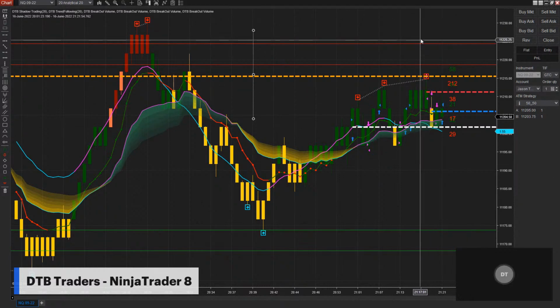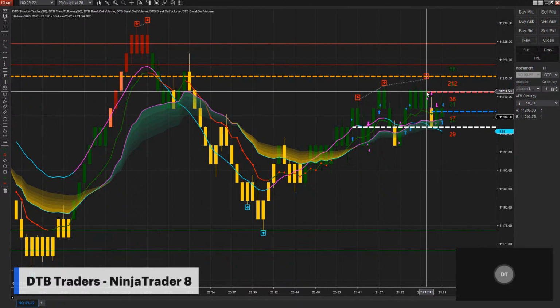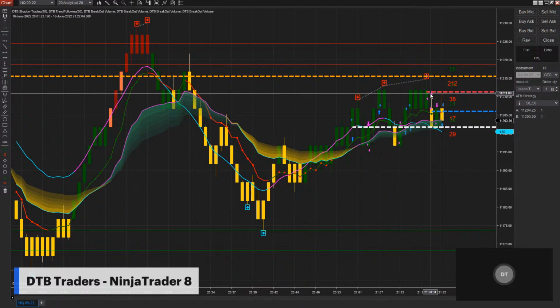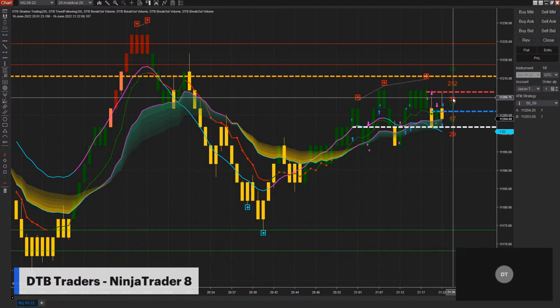So the good thing too is that the marker gets left behind on the bar where it generated. So from that point is exactly where that action was taking place, and we're making decisions around that.